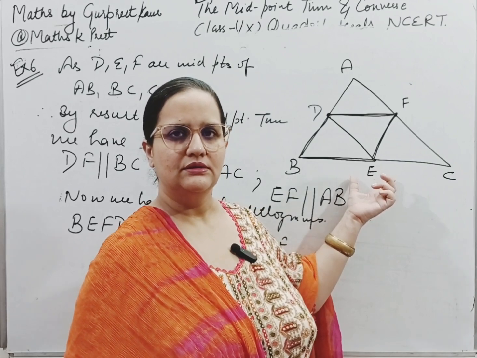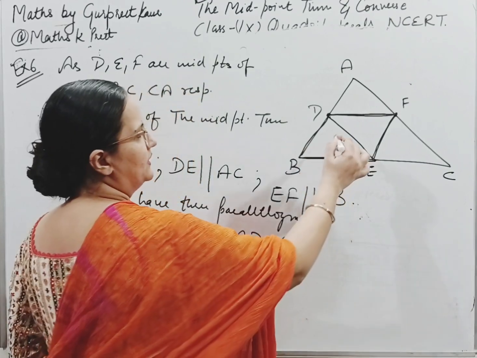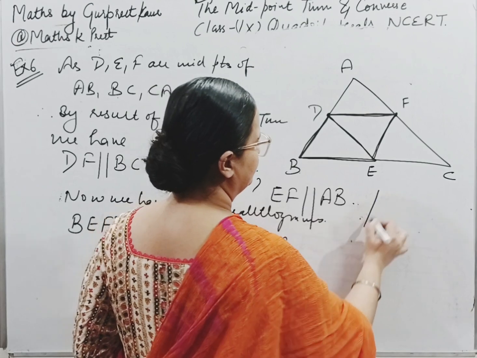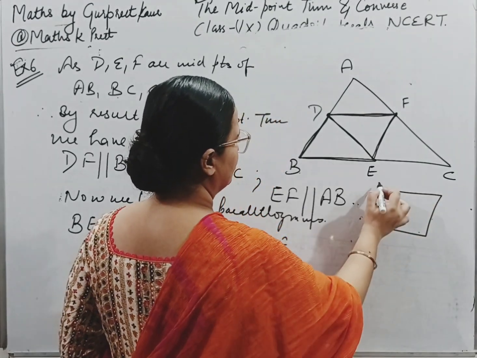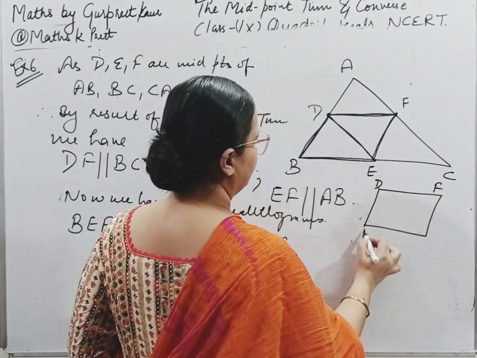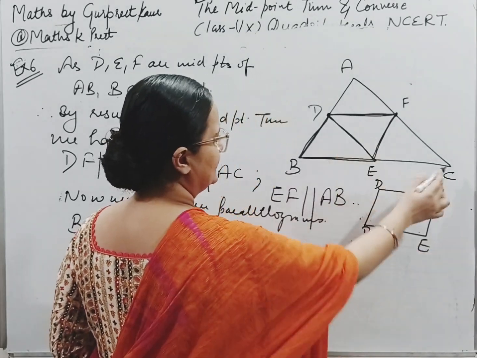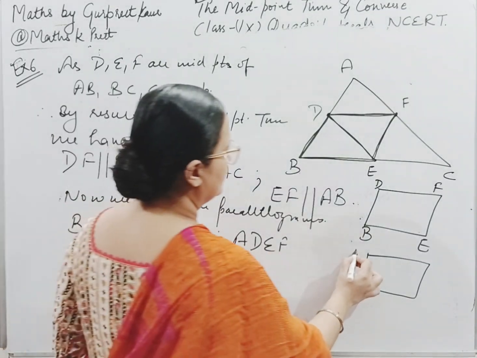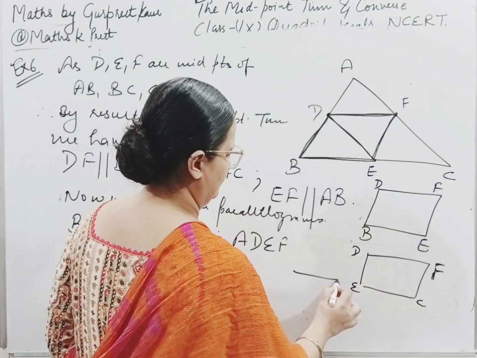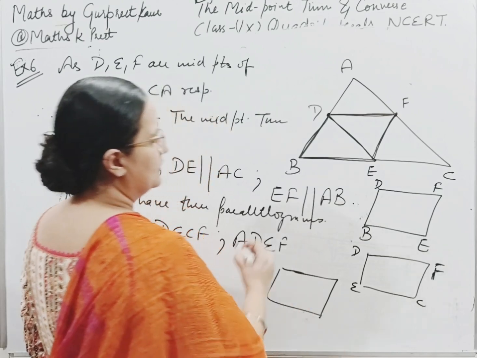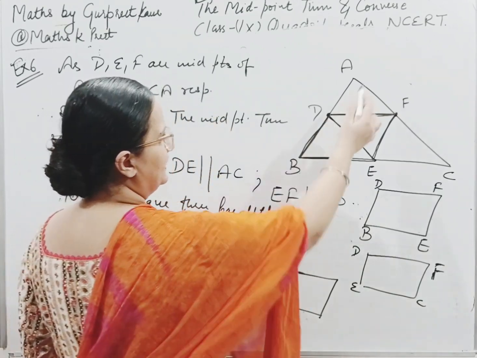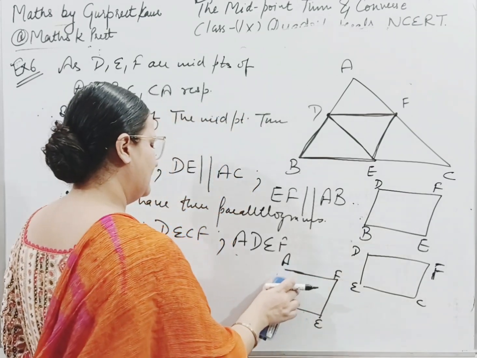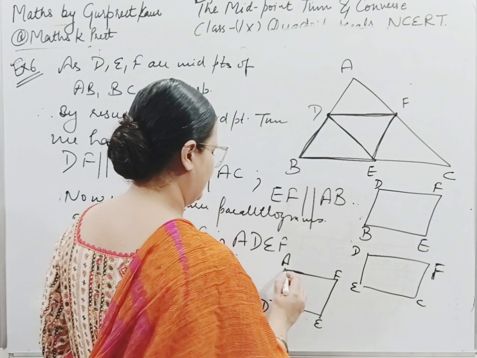In this figure, through the joining of the midpoints of all three sides of this triangle, we are having three parallelograms. First is this. Let me draw. First parallelogram is DFBE. Second is this, DECF. Which one is the third parallelogram? ADEF. So these are the three parallelograms we have in this figure.